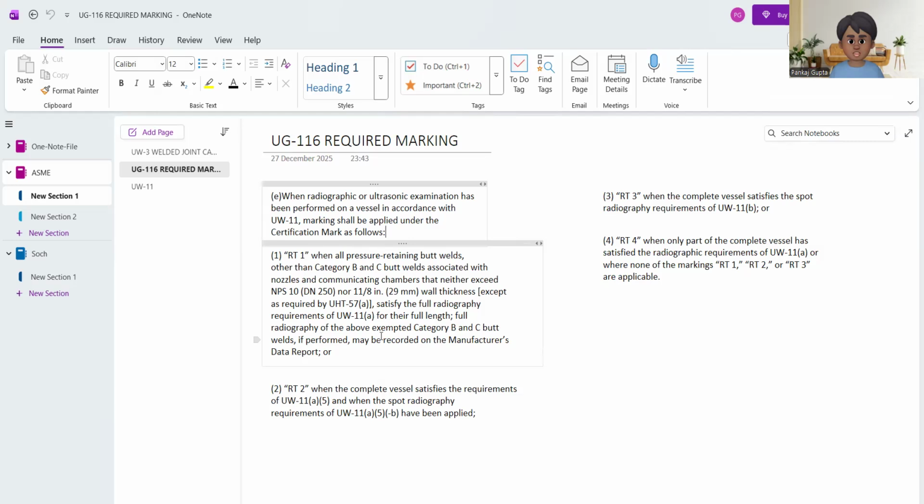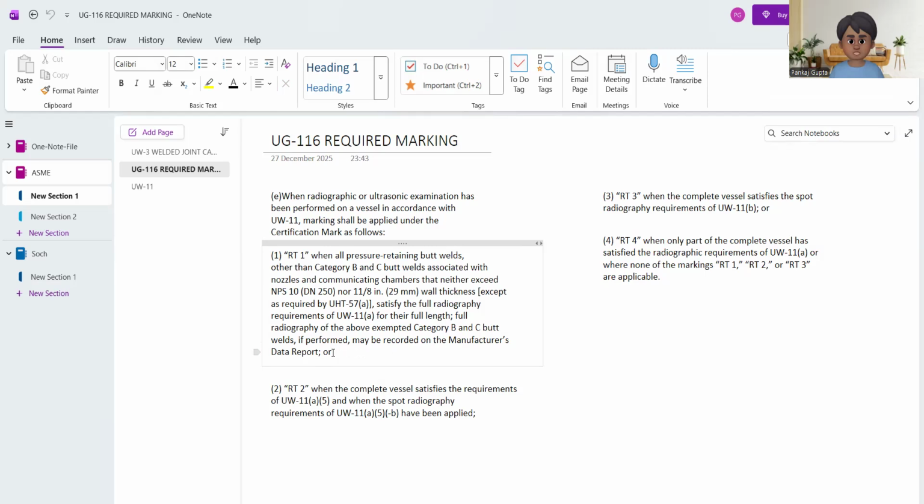What is meant by RT1? As per ASME, I'll read it out first. RT1: when all pressure retaining butt welds, other than category B and C associated with the nozzle and communicating chamber that neither exceed 10-inch size nor 1 1/8 inch wall thickness as required by UHT 57, satisfy the full radiography requirements of UW11(a) for their full length. Full radiography of the above exempted category B and C welds, if performed, may be recorded on the mandatory manufacturer's data report. What does it exactly mean?